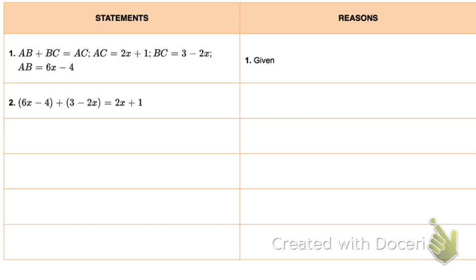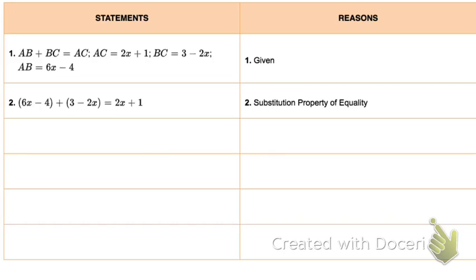The reason we could substitute those values into that equation, AB plus BC equals AC, is because of the substitution property of equality. The reason we can go from what we wrote in statement number 1 to what we wrote in statement number 2 is because of the substitution property of equality. You have to justify the change. We went from this to this because of this.